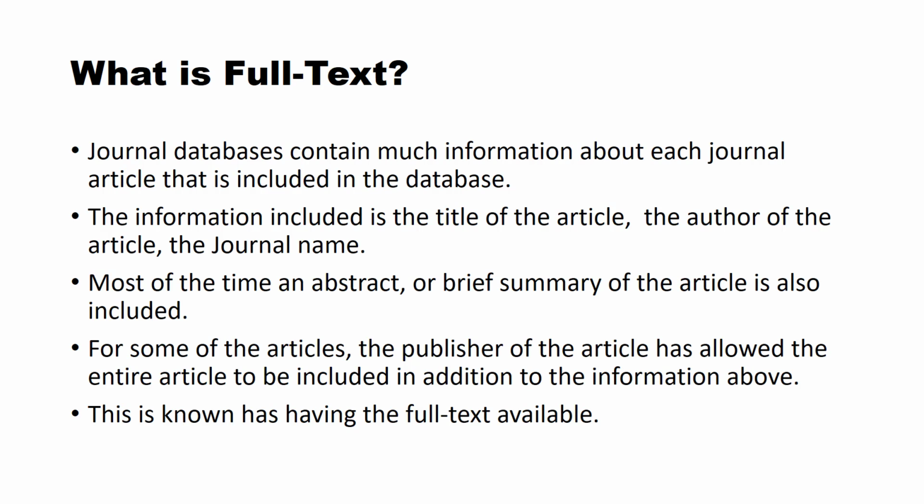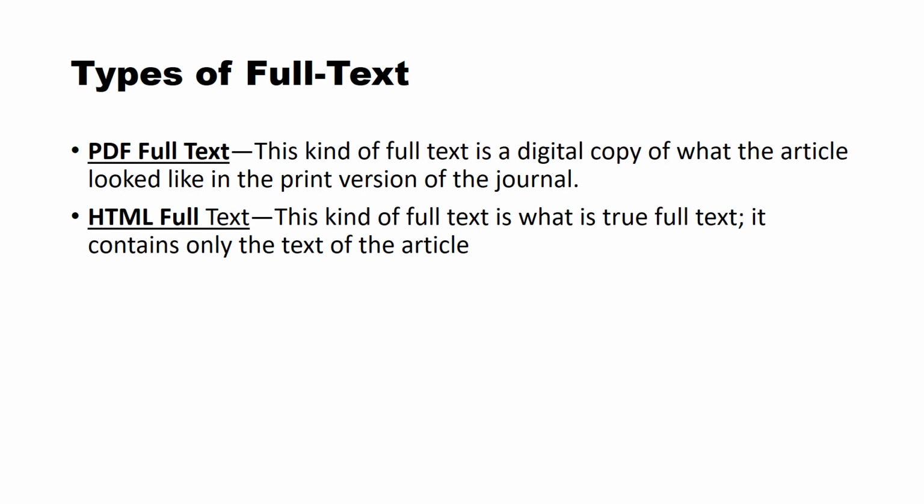When discussing a particular database, we often talk about the number of full-text journals available in the database, and that's what we're talking about. There is more than one type of full text in databases. One type is called PDF full text. This kind of full text is a digital copy of what the article looked like in the print version of the journal. So it looks exactly the same.